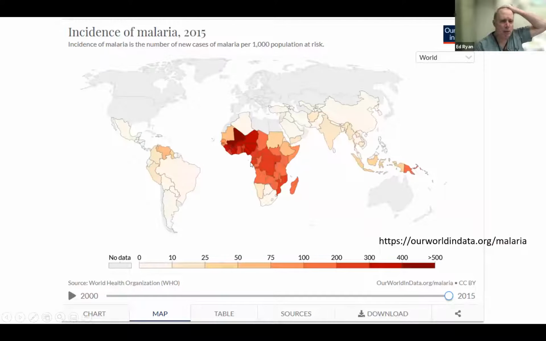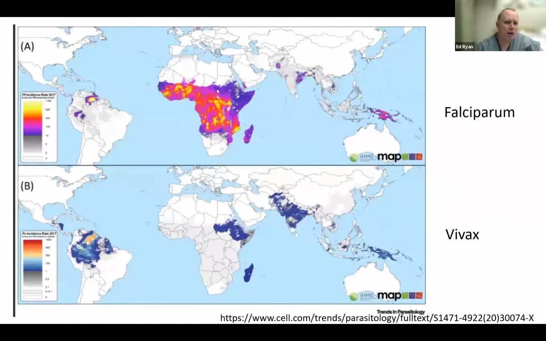So we talked about that the primary burden is in sub-Saharan Africa, and I'll point out again the PNG area of the world. And those are areas where the malaria burden is highest. If you fine-tune down to falciparum, here's the large burden for falciparum over here and over here, and there's pockets in Latin America.